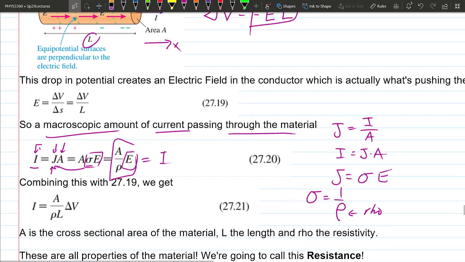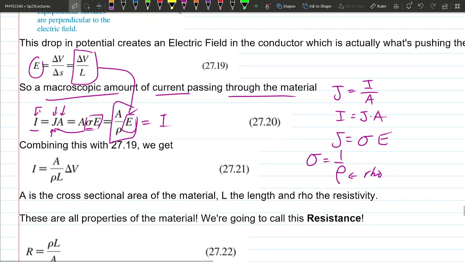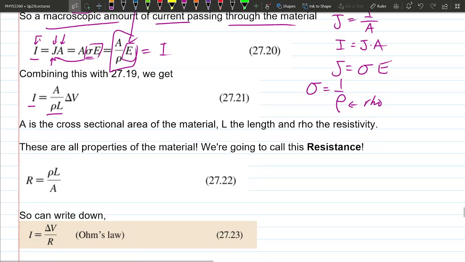Okay. So instead of this E here, we actually figured out what E was previously. Well, E is just the change in voltage across that conductor divided by the length of that conductor. So what we're going to do is plug this in for E, with a little bit of algebra gymnastics. So now we found that the current is equal to delta V, replacing this E with delta V, but we get an extra factor of rho times L on the denominator there.